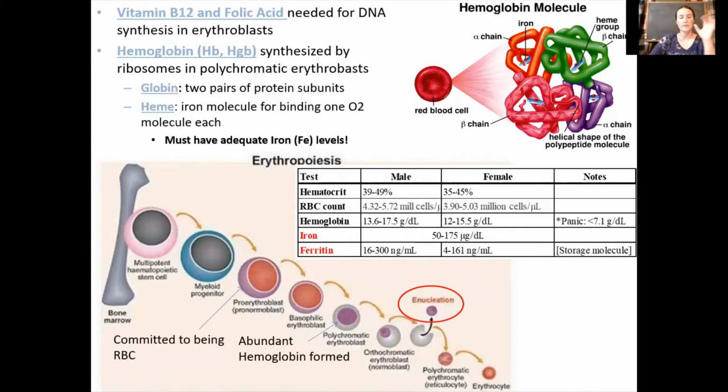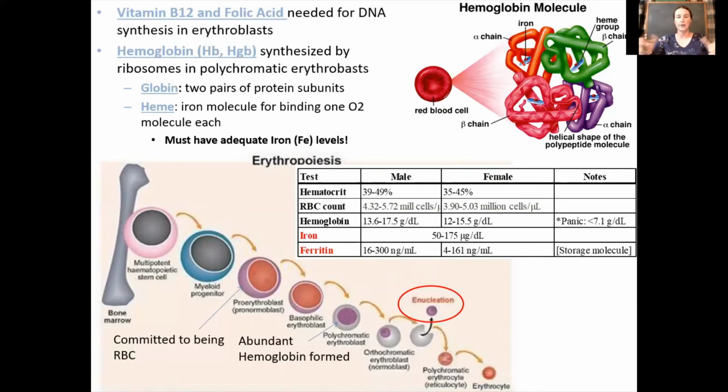Okay, to go back here just a moment, EPO has stimulated the differentiation of these myeloid progenitors to becoming proerythroblasts. Proerythroblasts are going to become red blood cells. They cannot become white blood cells. They can't become platelets. Okay, it's committed at this point.